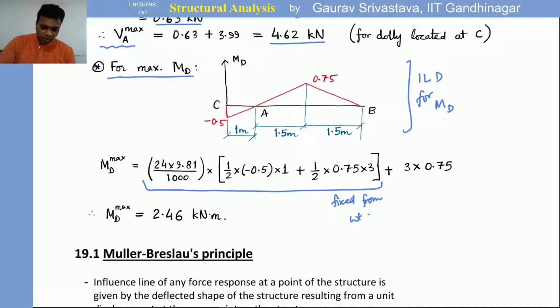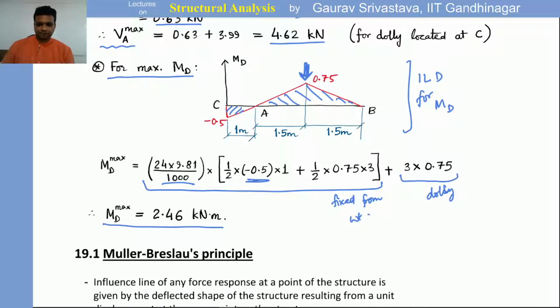So the dolly we would like to place at L by 2, right? Because that is the location where it gives the maximum moment at D, right? So 3 times 0.75. This is due to the dolly, right? And for the weight, we have the weight intensity times this entire area. So the negative area we will count with a minus sign, and then the positive area we will consider like that. And then whatever is the total area multiplied by the weight, that will be the bending moment contribution from the weight, right? So from there we get the maximum bending moment diagram.